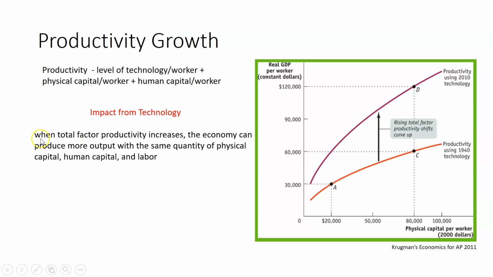So in order to have total factor productivity in all aspects, you need to have that technology, because then the economy can produce more output with the same quantity of physical capital, human capital, and labor.